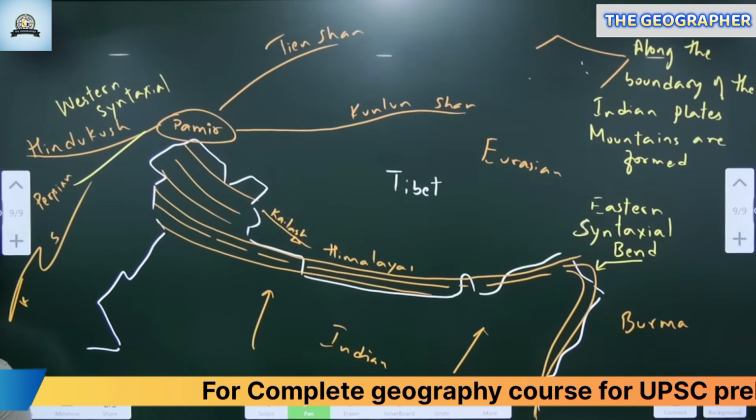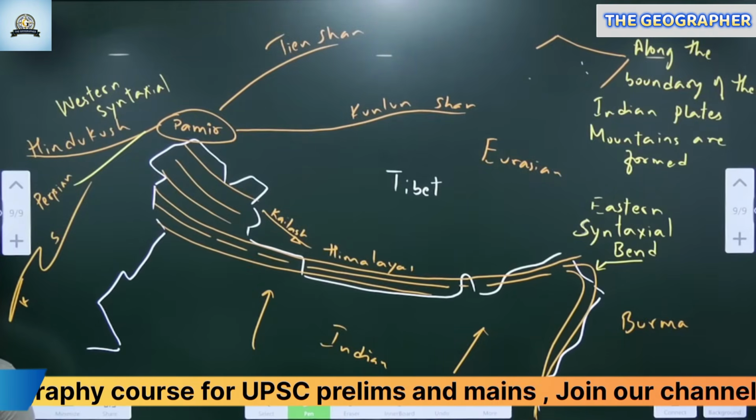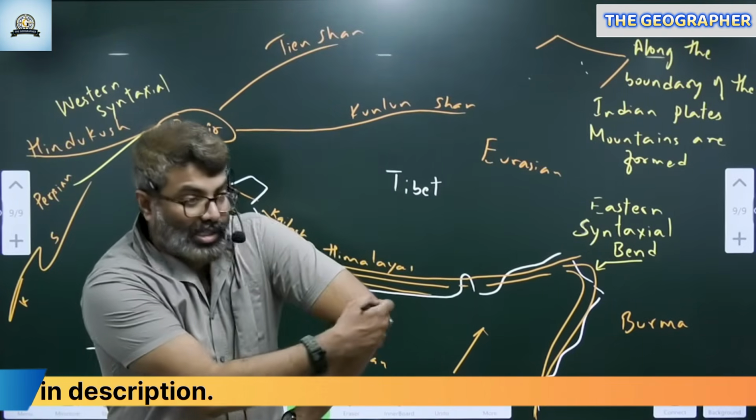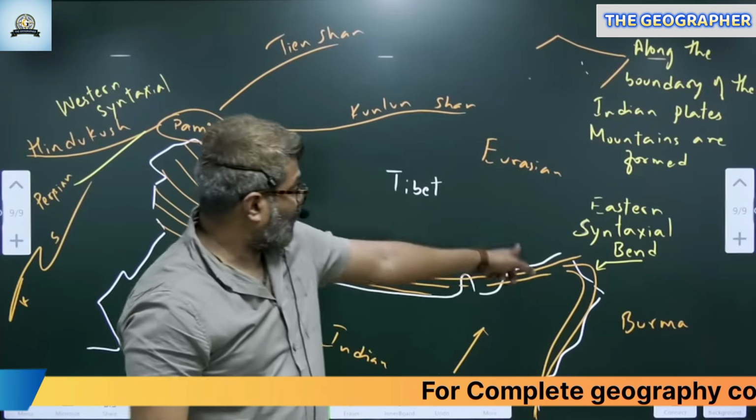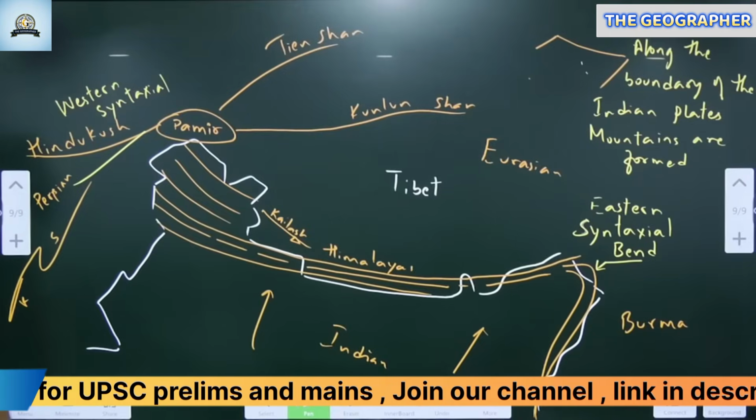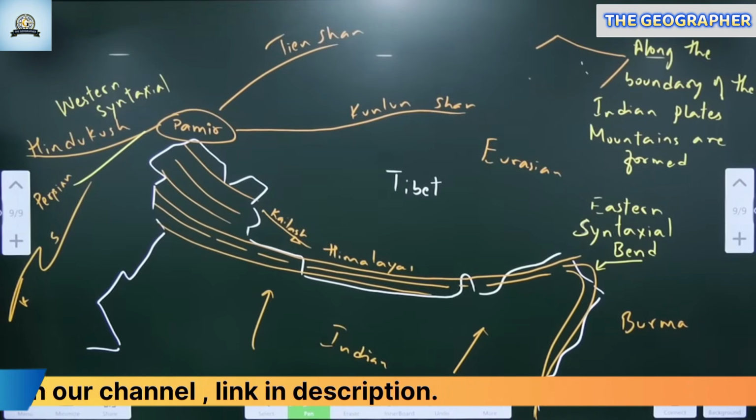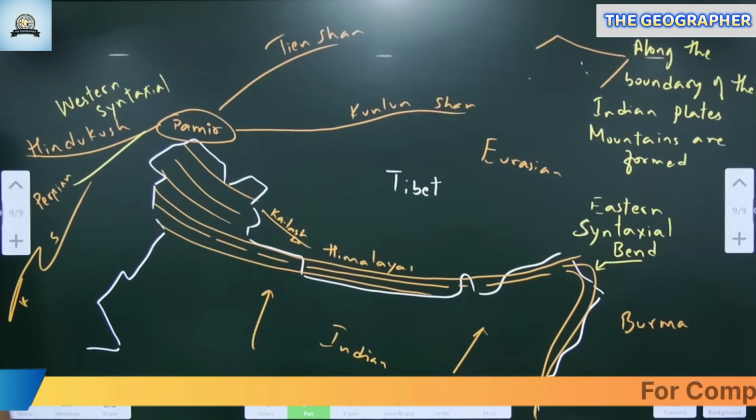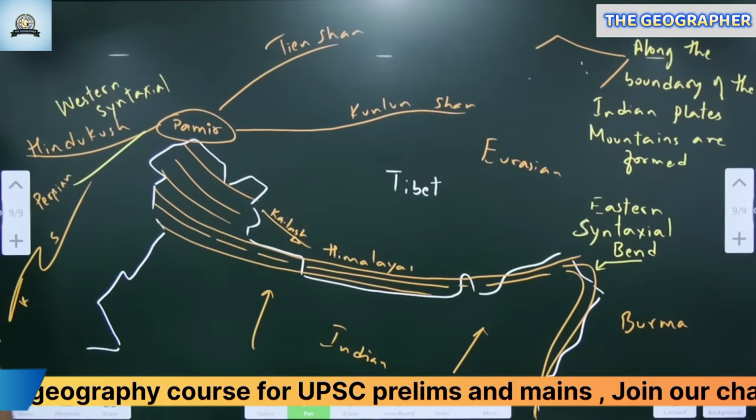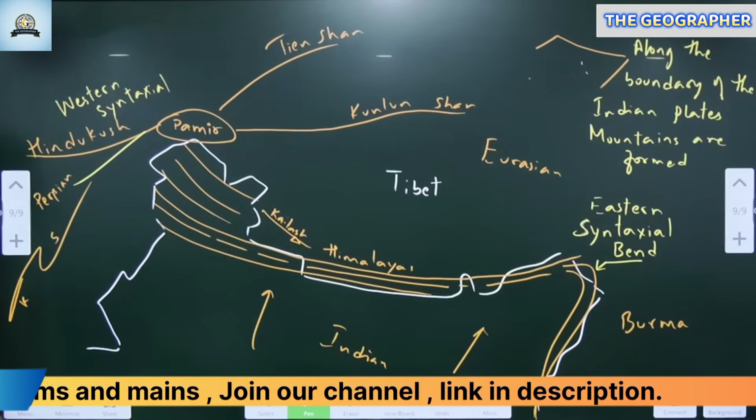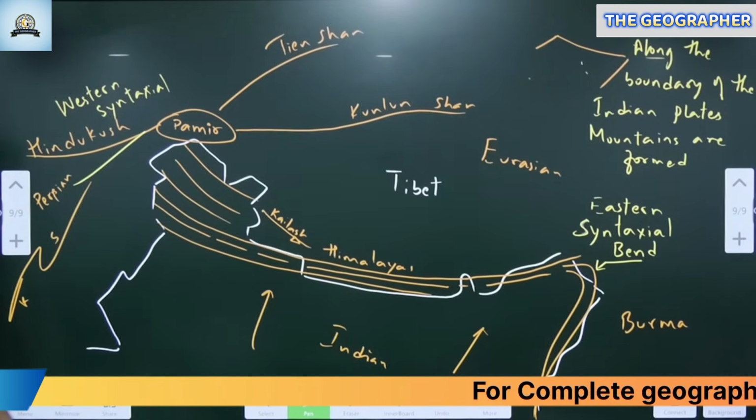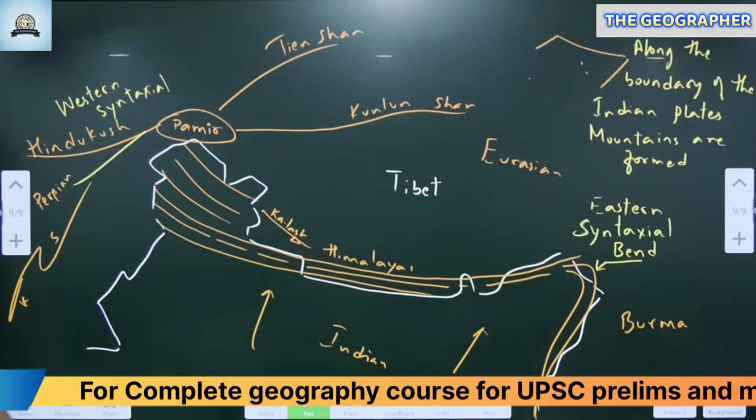Syntaxial bend looks like an elbow. In simple English, elbow. Imagine somebody standing like this with their hand on the hip. Like this is the elbow. Elbow bend, this one. Okay. So this bend causes the rocks, mountains to bend along the boundary of the plate. I'll tell you why it is important now.